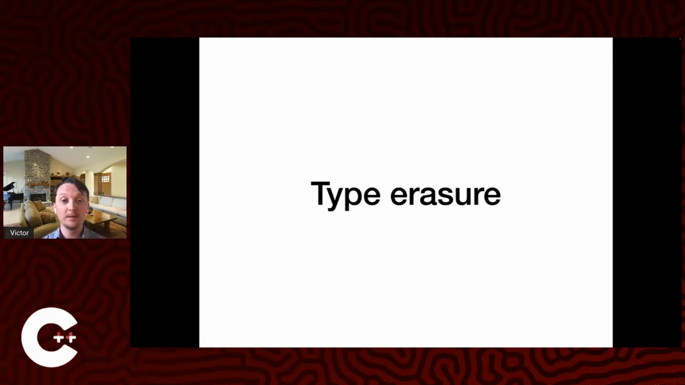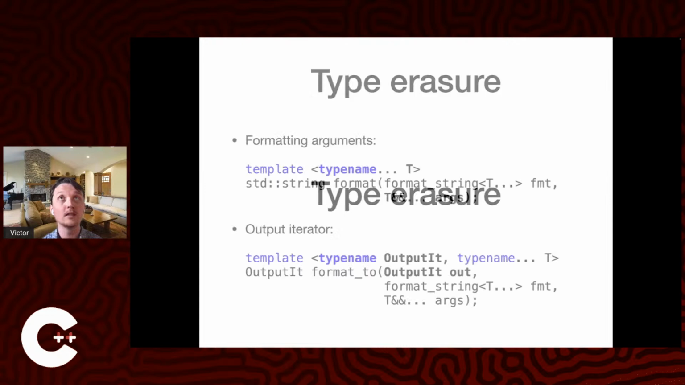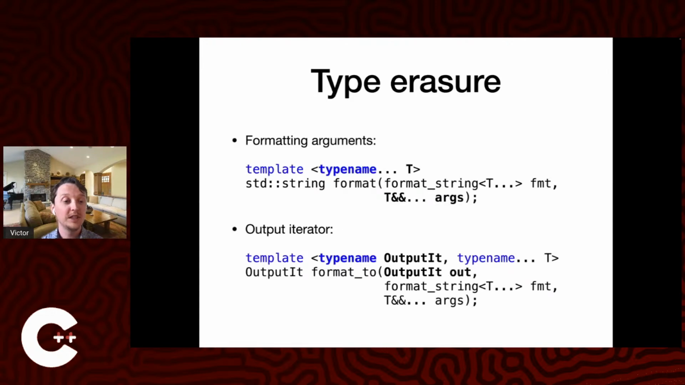So now let's go from compile time into something more dynamic. The next section is dedicated to type erasure. So fmt uses type erasure whenever there is a danger of excessive code bloat. And there are basically two areas where it can happen. There are three areas. There is also the format string, but that's too minor to mention.